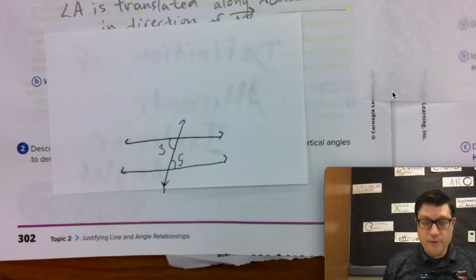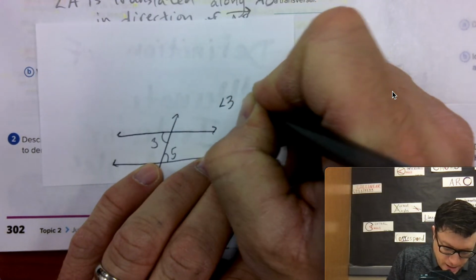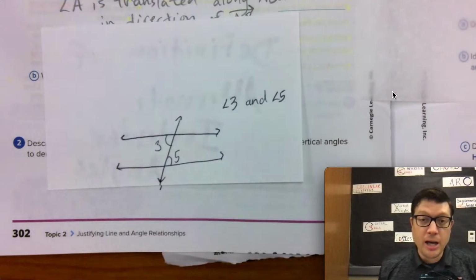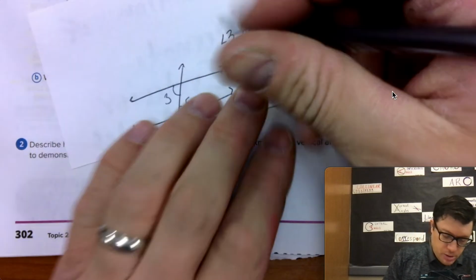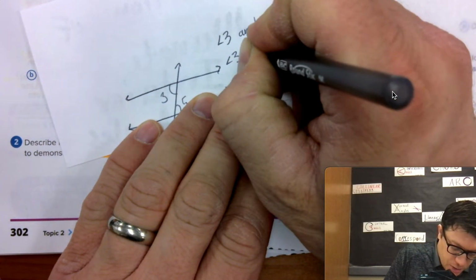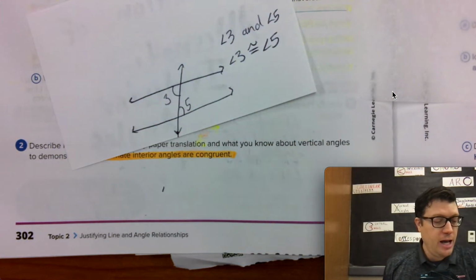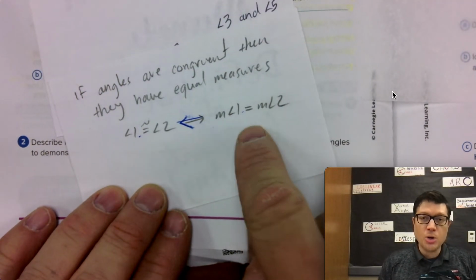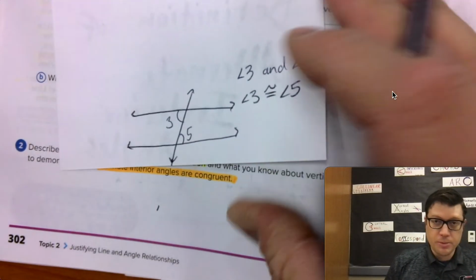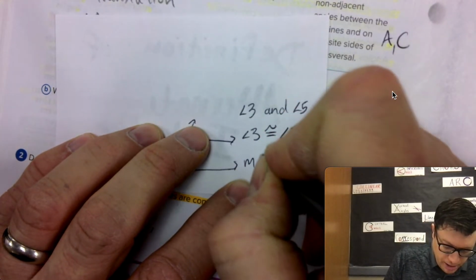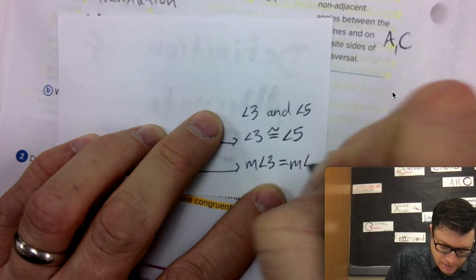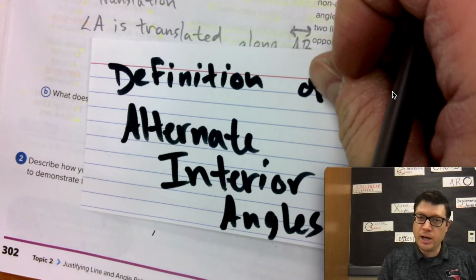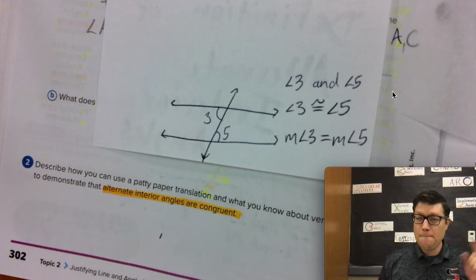Angle 3 and angle 5 are alternate interior angles. But then this right here says that they are congruent. So I'm going to write that angle 3 is congruent to angle 5. And if angles are congruent, then their angle measures are also equal. So the measure of angle 3 equals the measure of angle 5. Those are all the things that we get from alternate interior angles. See it again. Pause the video.